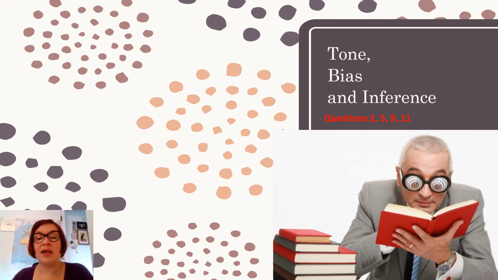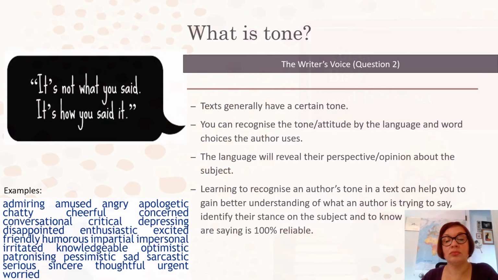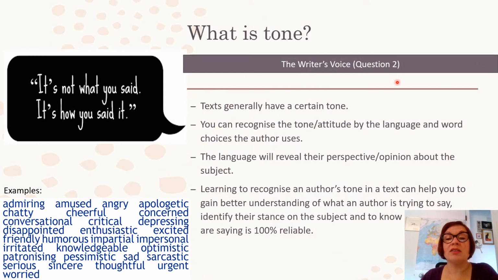This section is about questions 2, 5, 9, and 11. And it's about tone, bias, and inference. Question 2 is about the writer's voice, or the tone of the text. It's not what you said, it's how you said it. So here are some examples of ways to describe the writer's tone, okay?